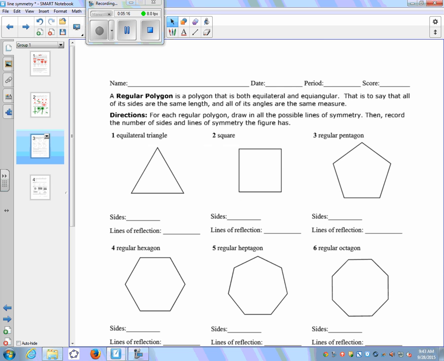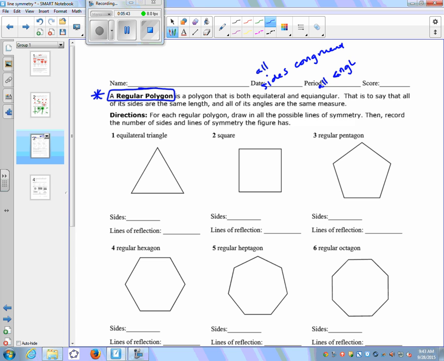This next one, a regular polygon. This is a really important term here. This is a piece of vocabulary that you need to make sure you understand. A regular polygon is a polygon that is both equilateral, meaning the sides are all congruent, and equiangular. All the angles are congruent. So regular means that all the sides and all the angles are congruent.